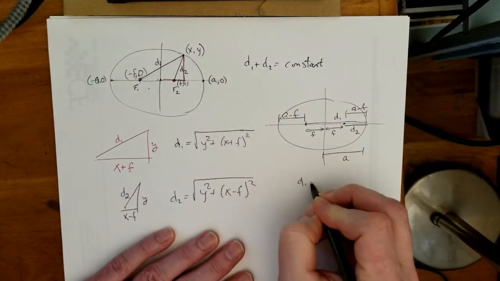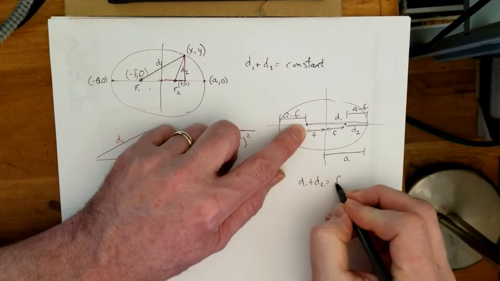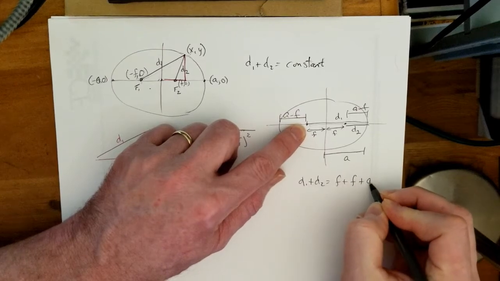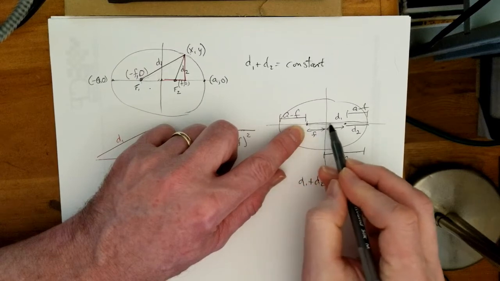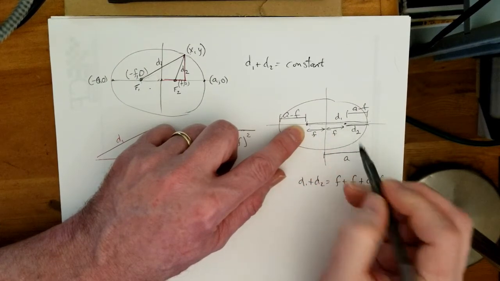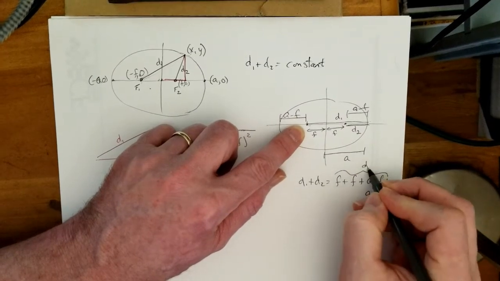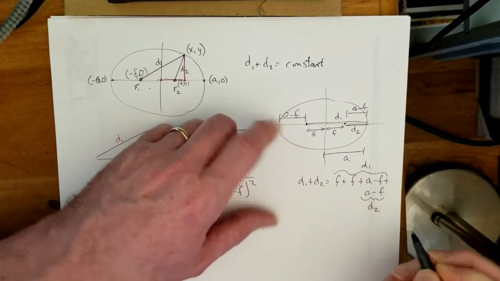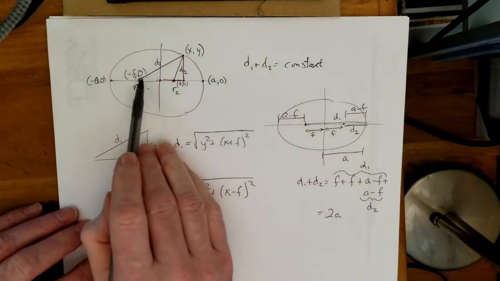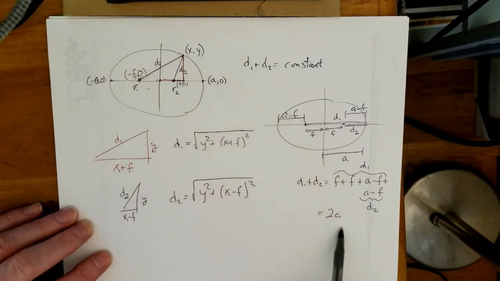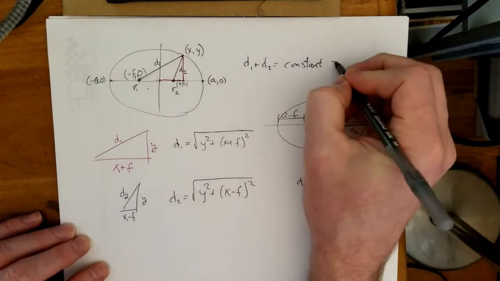So D1 plus D2 in this particular location is F plus F plus A minus F plus A minus F. This part here is D1 and this is D2. Well, that just is 2A. And since the sum of D1 plus D2 is a constant, and all we need is to find one location to find that constant, this is equal to 2A.